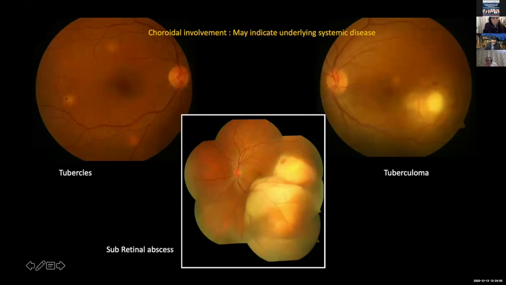Then comes the choroidal involvement. You all know tubercles. You may see tuberculoma, and you may see large abscess. And these are the variants which may have associated systemic disease, and these could be multibacillary.